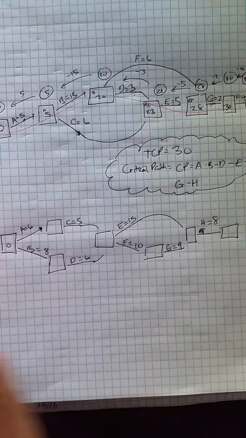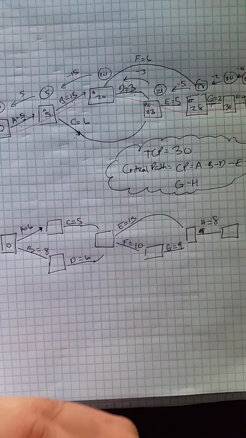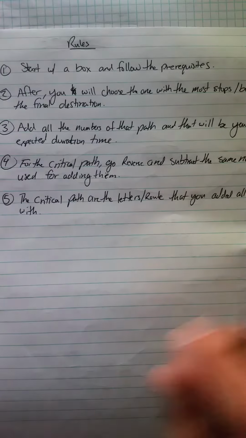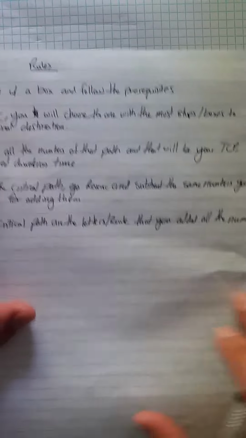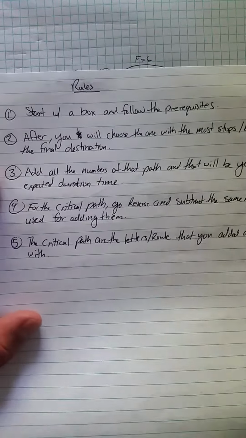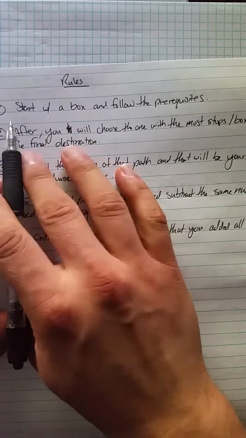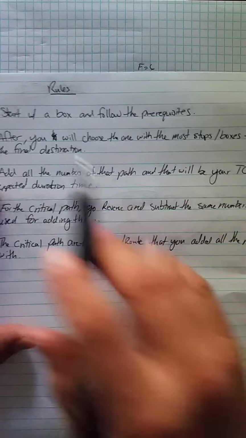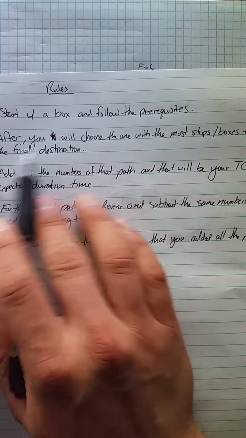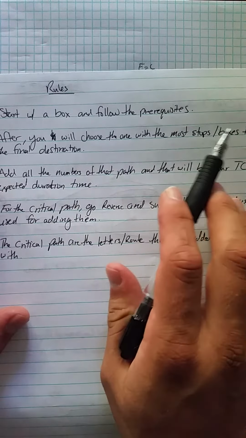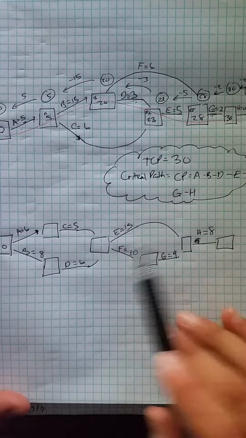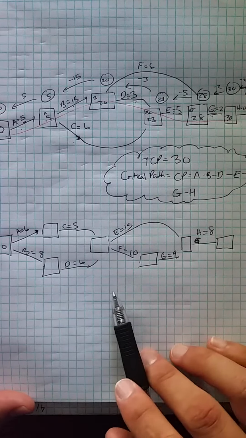So what do we do? I'm going to explain the rules that I have developed for you guys, because I think you guys are so special. Sarcasm. So let's see, start with a box and follow the prereqs. Pretty simple. After that, you choose the route with the most stops or boxes to the final destination.